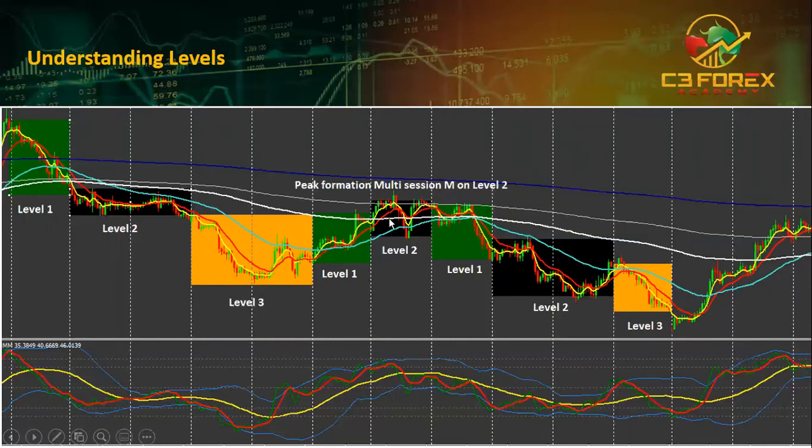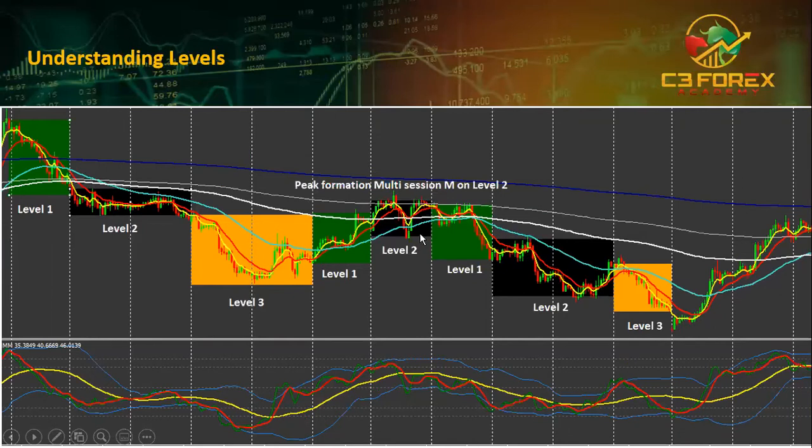So the pattern trumps the level. Once you identify the pattern, it trumps every level. If you catch an anchor, which is a multi-session M on level 2, this becomes your new peak formation. So you have level 3, level 1, level 2, multi-session M. The anatomy of an M: close underneath the 13, close above the 13, close back below the 13 for the second layer of information, right?